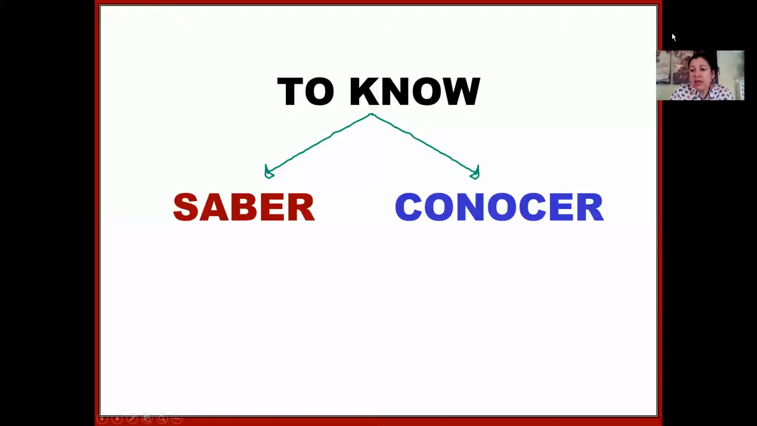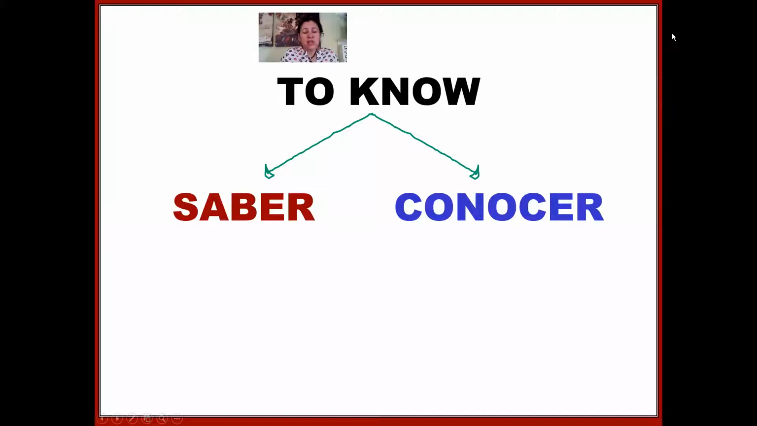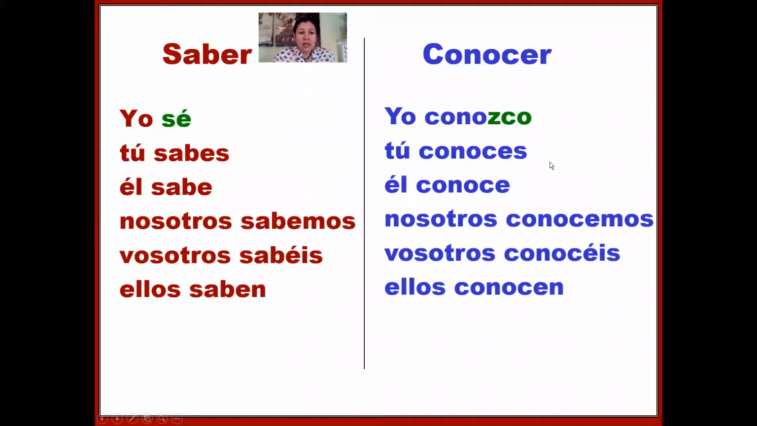So as I was saying, there is one verb in English and 2 verbs in Spanish. One in English, to know, and then saber and conocer in Spanish. Now, conjugation-wise, there is a yo irregularity: yo sé, yo conozco. The rest is regular. Sabes, sabe, sabemos, sabéis, saben. Conoces, conoce, conocemos, conocéis, conocen.